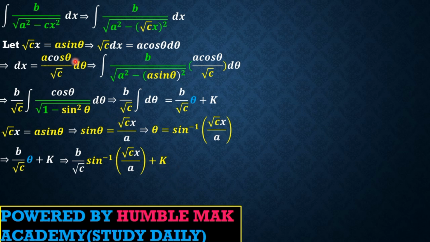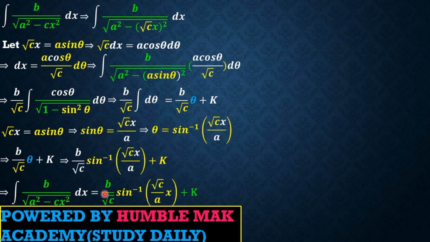That therefore implies that this integral can simply translate into b over the square root of c, sine inverse of the square root of c over a x, plus k. This is the value for this integral.